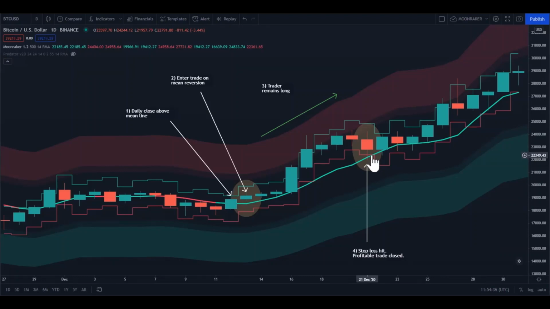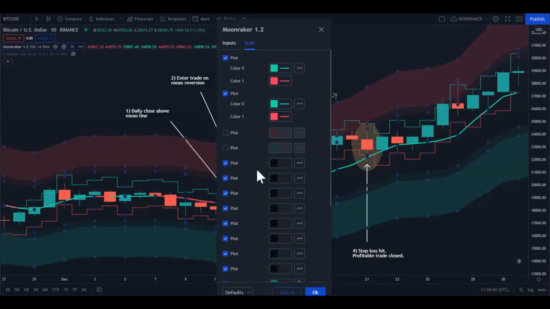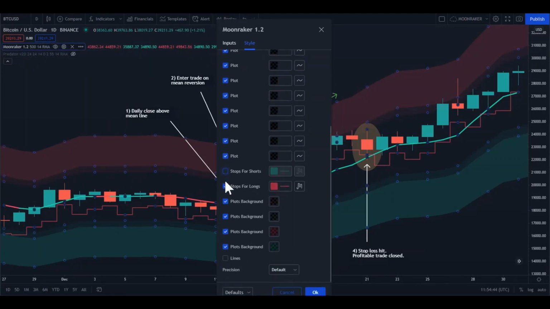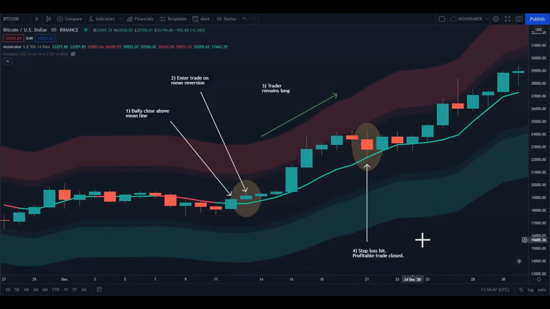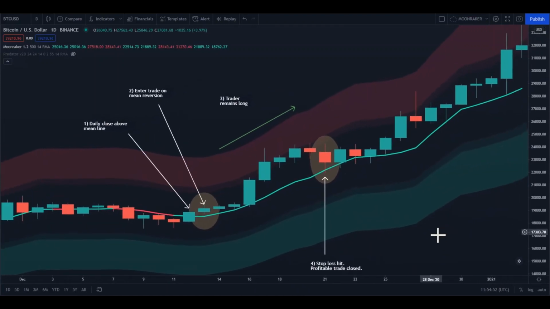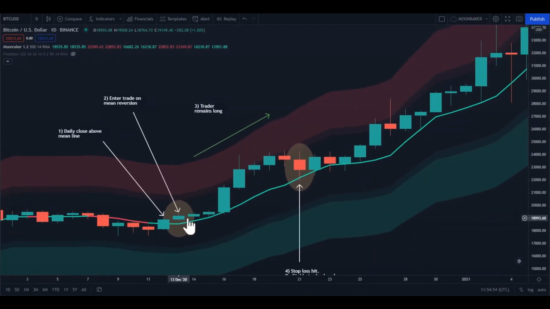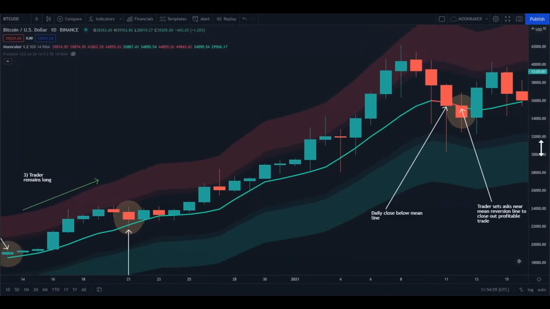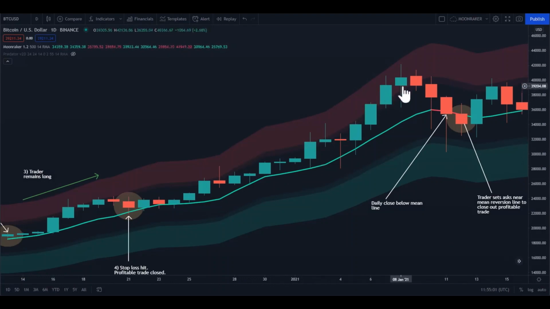These dynamic stops can be used at the trader's discretion and can be turned off in the Moonraker settings. If a trader would prefer not to use them, there is a different condition that needs to be met to close out the trade. The trader would have stayed long until price closed below the mean reversion line, which we can see here in this example happens on the 11th of January with price closing the day below the mean reversion line, and we can see that the mean reversion line turns red to indicate that to us.